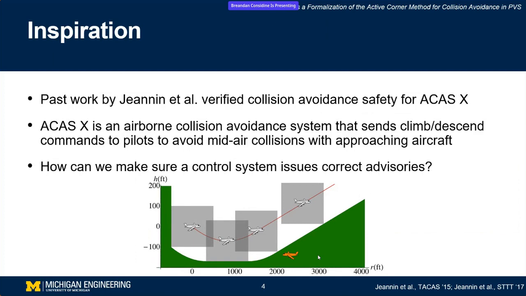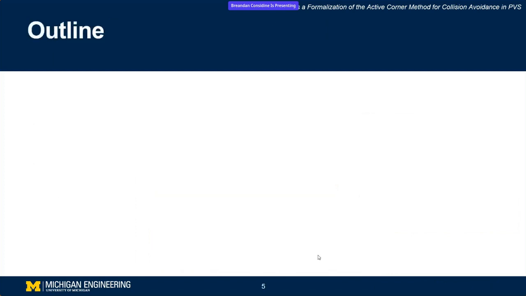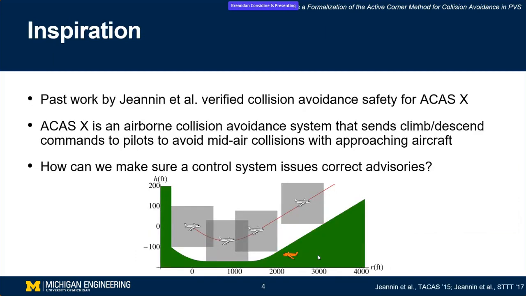And so there's been significant interest in verifying the safety of these advisories. How do we make sure that this control system is going to issue correct advisories given a configuration of, say, approaching aircraft and their dynamics? And so to abstract that, we're basically looking at a generalized collision avoidance task like this.